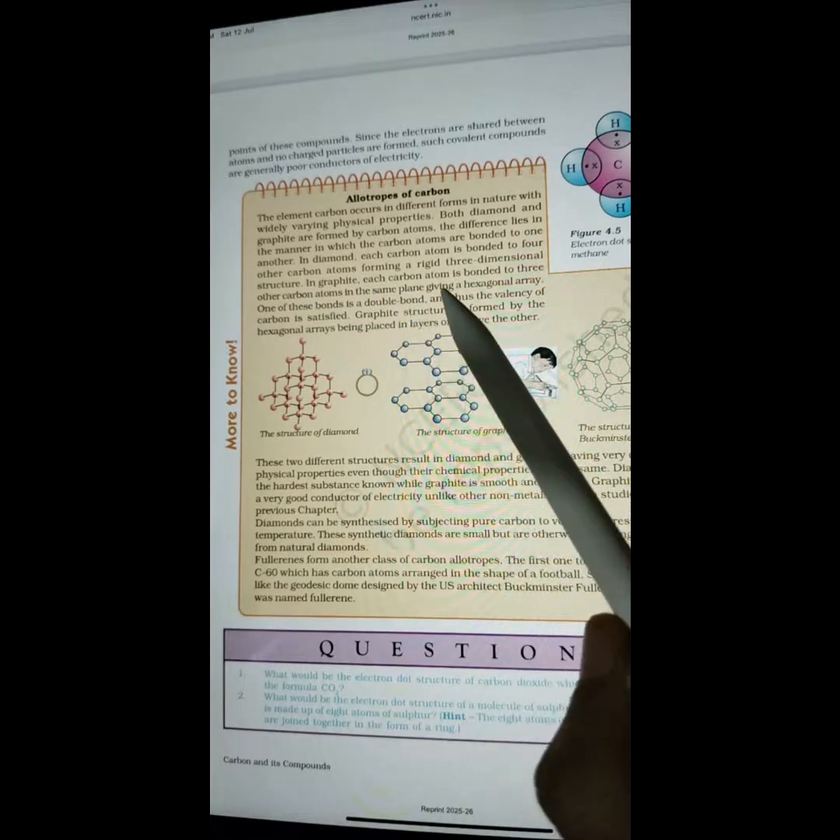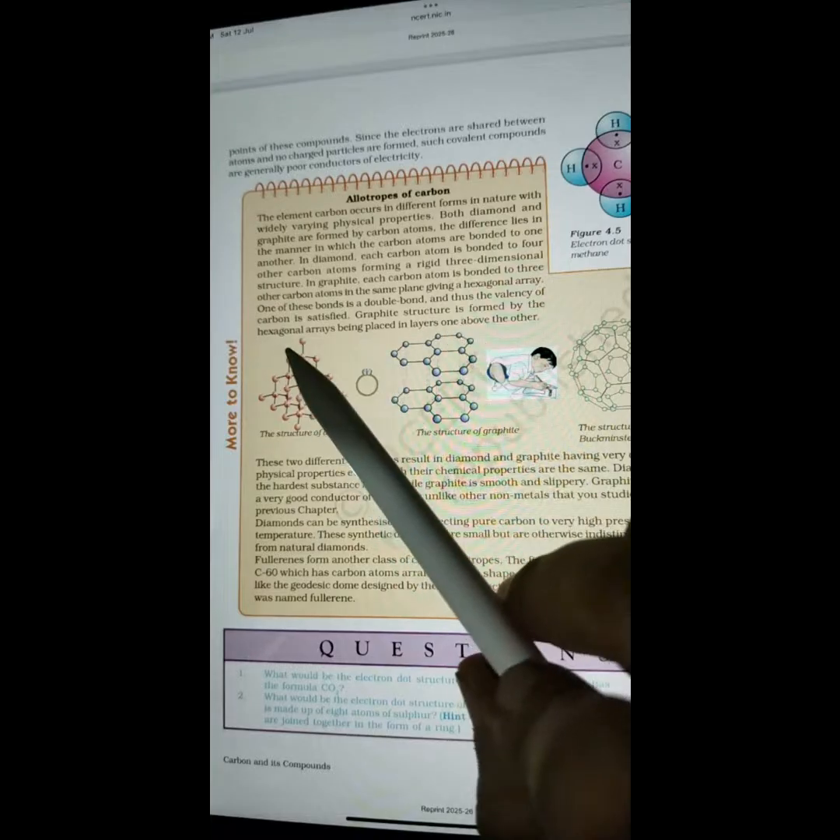The element carbon occurs in different forms in nature with widely varying physical properties. Both diamond and graphite are formed by carbon atoms. The difference lies in the manner in which carbon atoms are bonded to one another. In diamond, each carbon atom is bonded to four other carbon atoms, forming a rigid three-dimensional structure. In graphite, each carbon atom is bonded to three other carbon atoms in the same plane, giving a hexagonal array. One of these bonds is a double bond, and thus the valency of carbon is satisfied. The graphite structure is formed by the hexagonal arrays being placed in layers one above the other.